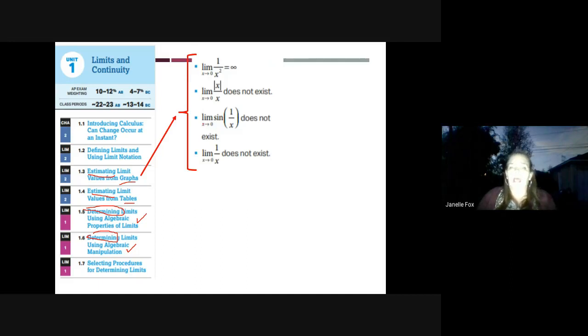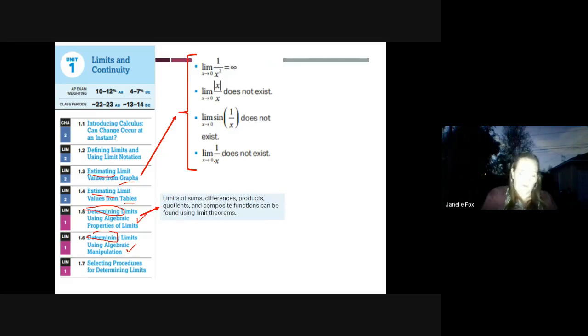The limit as x approaches 0 of sine of 1 over x also does not exist. And the limit as x approaches 0 of 1 over x does not exist. Just think about each of the ways that these do not exist. Sometimes they're going in different directions, or the one-sided limits are not the same. Of course, when we talk about properties of limits, remember all those things we used to say: the limit of a sum is the sum of the limits, all that good stuff that works for differences, products, and quotients. Also, if we're thinking about composite functions, you can still do limits with those, super fancy.